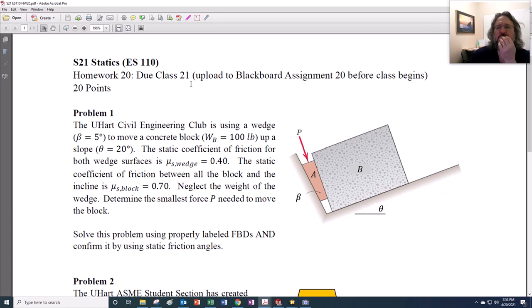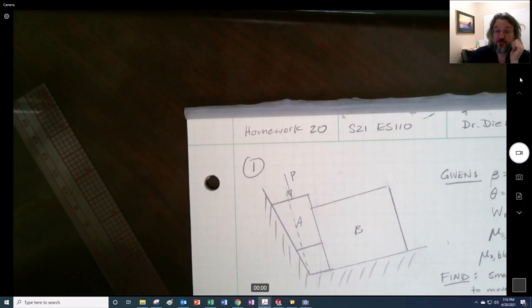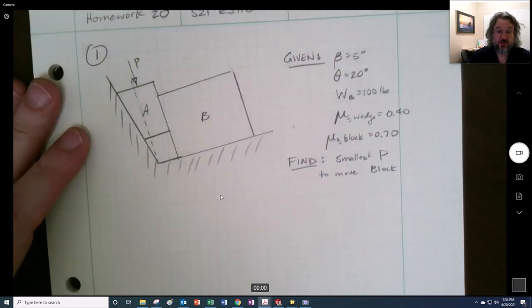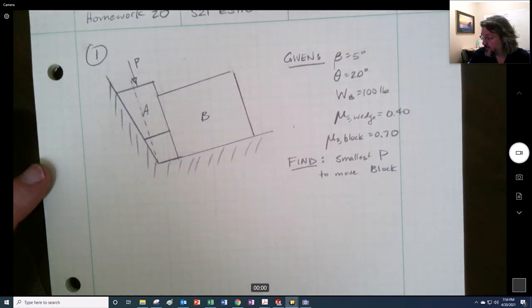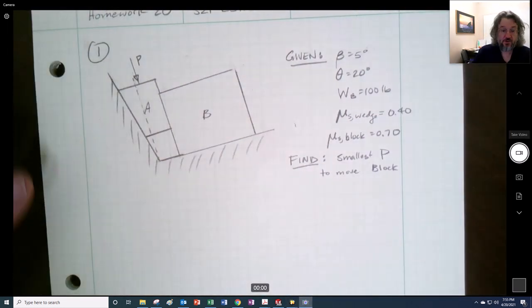I think we could probably get a little confused here about what the coefficient of friction is supposed to be, by my miswording of this. The static coefficient of friction for both wedge surfaces is 0.4, and between the block and the incline, I don't think it should say "all the blocks," just the block. So there should be no "all" in there. Maybe I should try to fix that ASAP. People probably already started their homework, right? So let me pause the video and see if I can fix that.